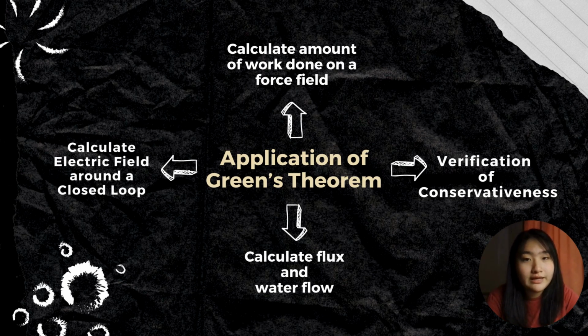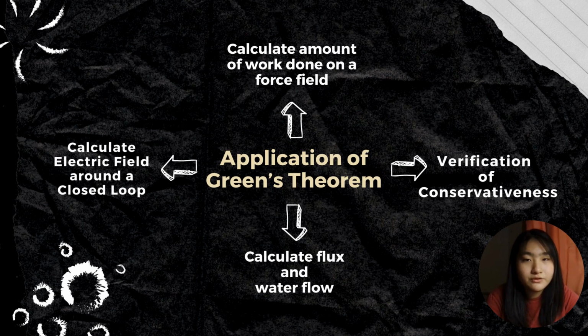Firstly, we can apply Green's theorem to calculate the amount of work done by a force acting on a particle moving along a closed curve. Next, Green's theorem can also act as a verification of conservativeness. For a vector field, if the integral around every closed curve is 0, then the field is conservative. Green's theorem can be used to verify this by checking if the curl of the vector field is 0 within a simply connected region.